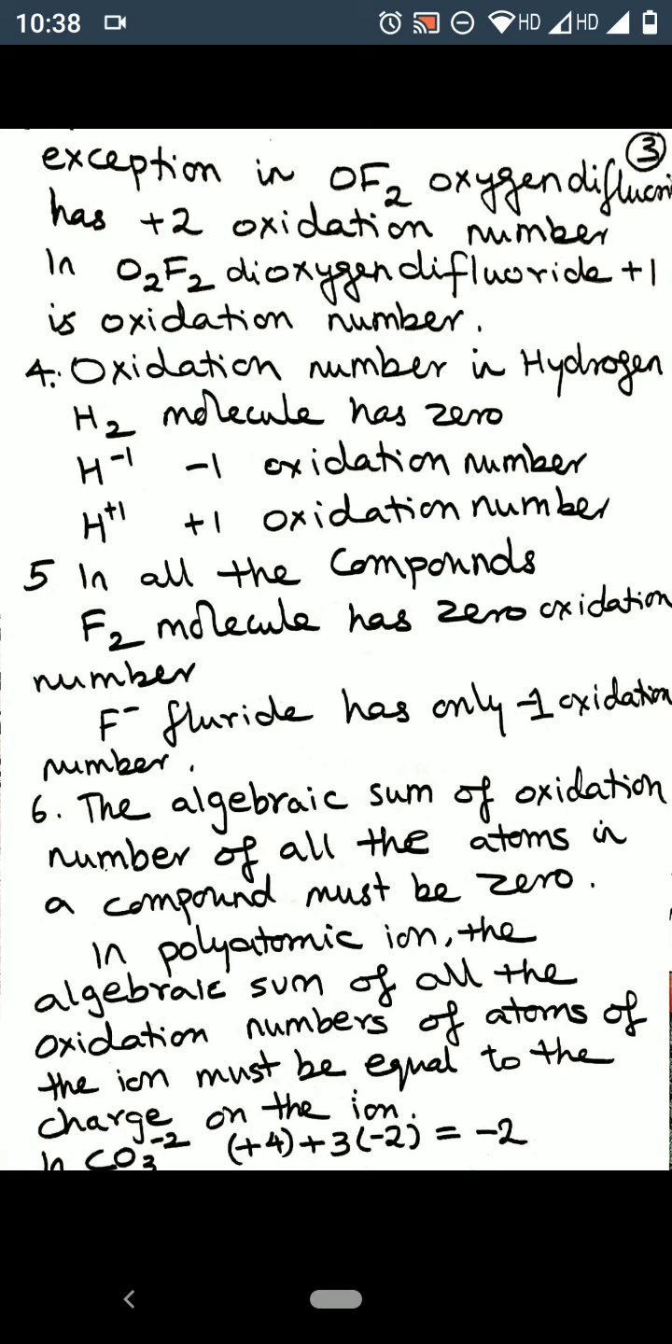Oxidation number in hydrogen molecule is 0. Hydride is -1, and hydronium ion is +1. The fifth rule, fluorine molecule has 0 oxidation number. Fluoride ion has -1 oxidation number. The last rule, the algebraic sum of oxidation numbers of all the atoms in a compound must be 0. If it is a polyatomic ion, the algebraic sum of the oxidation numbers of atoms of the ion must be equal to the charge of the ion, as shown in the example carbonate ion.